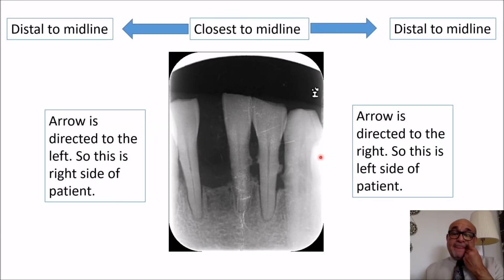Again, lower central incisors. This central is lost over here. Central, lateral, canine. Central lost. Lateral and the canine is not showing. So this is the midline. And then you're going to draw your arrows. The one which goes to the right, so this is the left side of the patient, and the one which goes to the left is the right side of the patient.